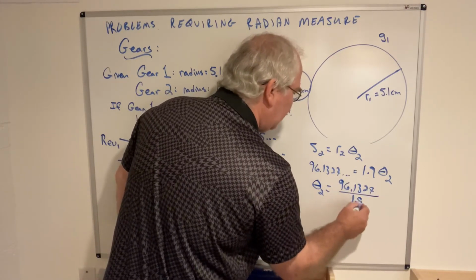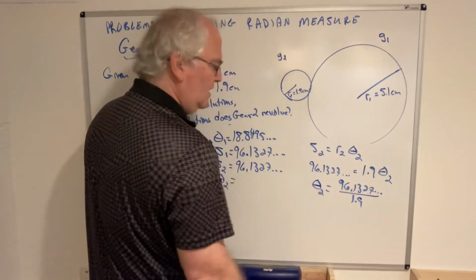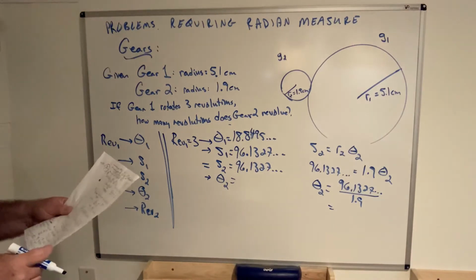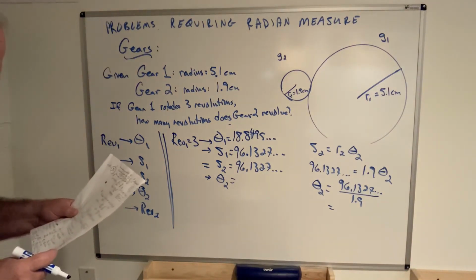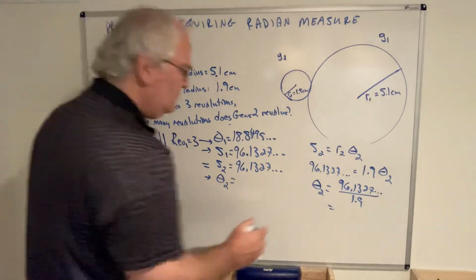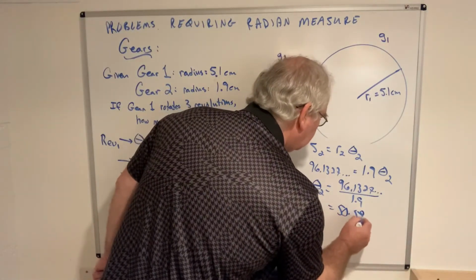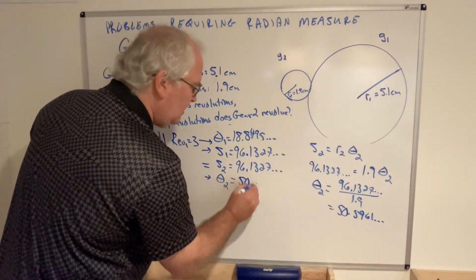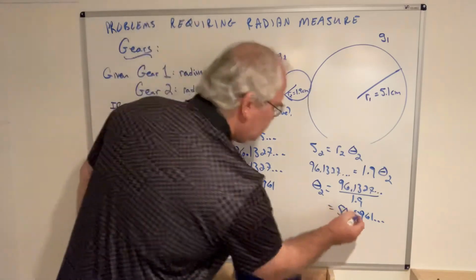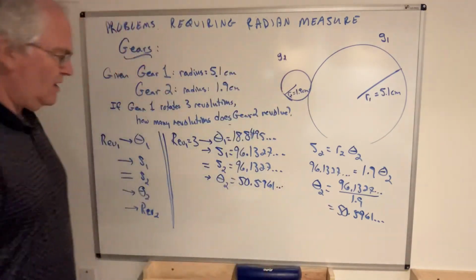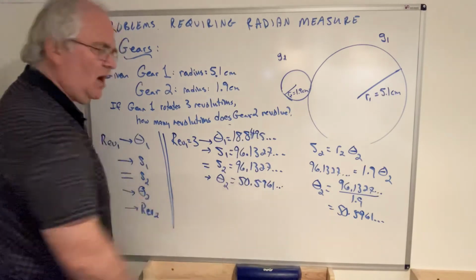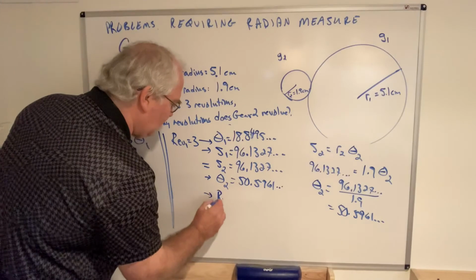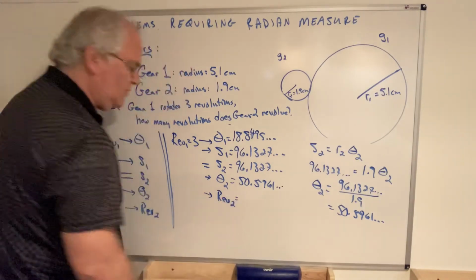96.1327 over 1.9. Leave this number in your calculator. Divide by the 1.9. And if you divide that by 1.9, I have 50.5961, extending on out. All these intermediate results are left in your calculator. Because now the last thing to do is to convert that into revolutions for gear number 2.